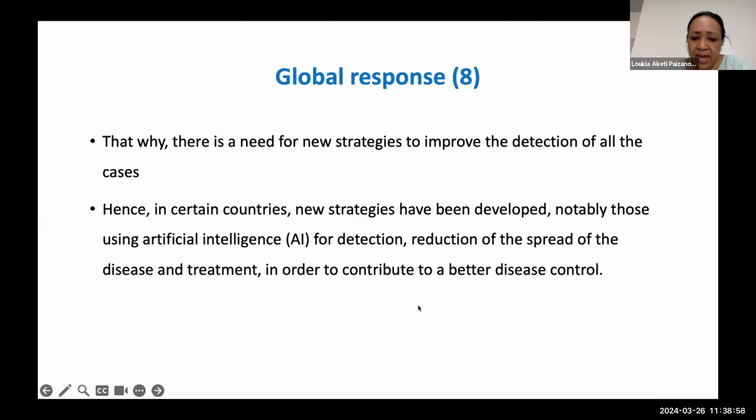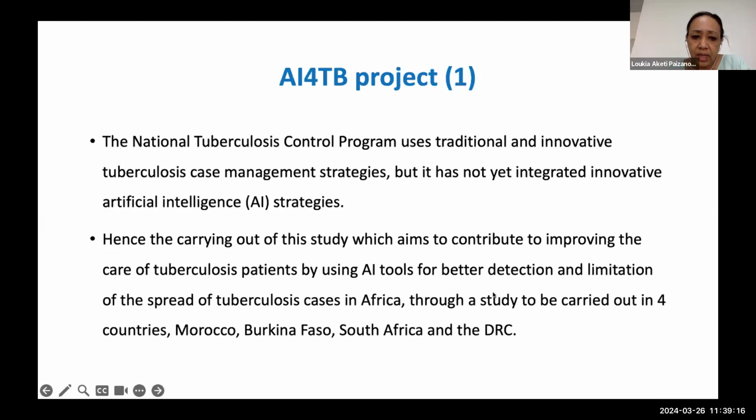And we think some countries started with artificial intelligence to improve the detection of tuberculosis and then to reduce the spread of that disease. But the problem of our national program is that still now they are not using this new tool. We are still using the traditional strategies. And now we think that if we use artificial intelligence as a strategy in our national program, we can improve the detection and the control of this disease.